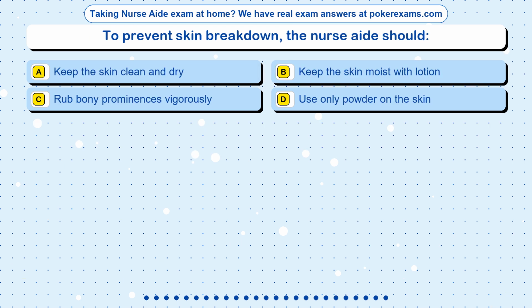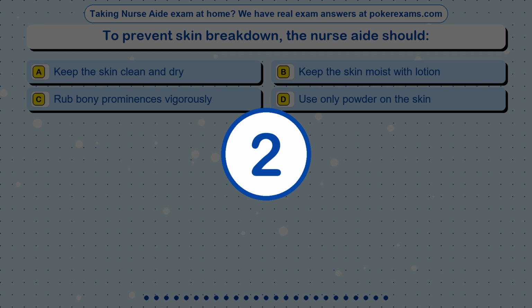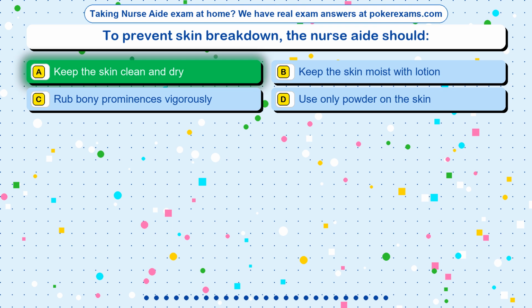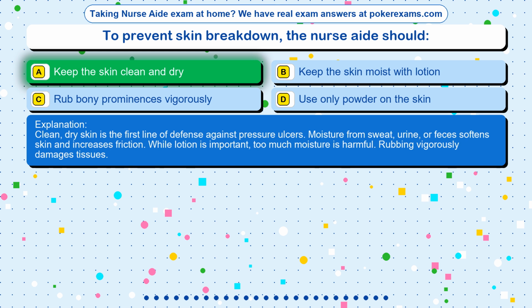Question 2. To prevent skin breakdown, the nurse aide should: Option A, keep the skin clean and dry. Option B, keep the skin moist with lotion. Option C, rub bony prominences vigorously. Option D, use only powder on the skin. The correct answer is option A, keep the skin clean and dry. Clean, dry skin is the first line of defense against pressure ulcers. Moisture from sweat, urine, or feces softens skin and increases friction. While lotion is important, too much moisture is harmful. Rubbing vigorously damages tissues.